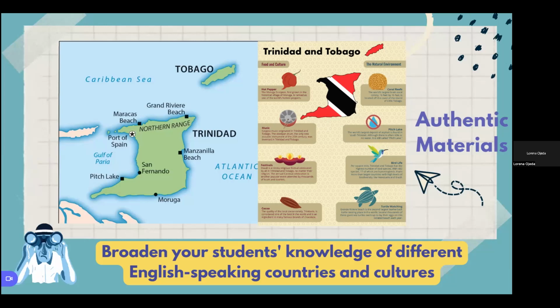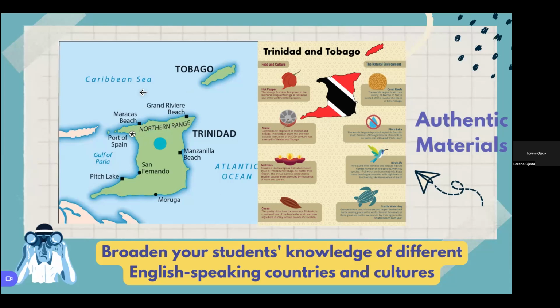Okay, another thing that we like to do, which is part of storytelling, is also setting the story and sending our characters to a specific country. So let's say that Mr. Tortoise lived in Trinidad and Tobago.